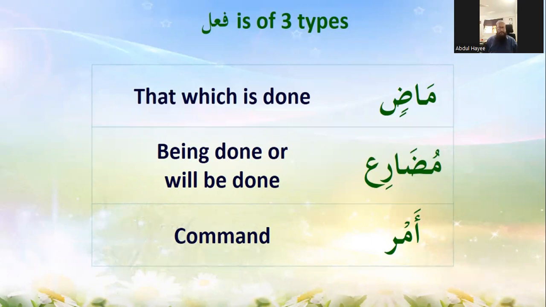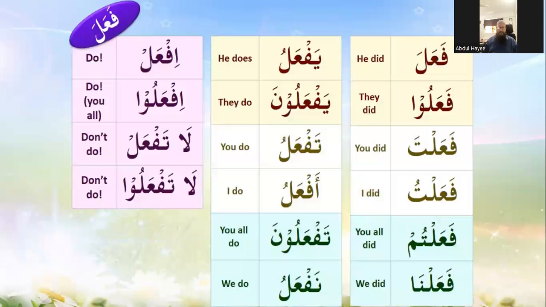We saw fi'l or af'al are 3 types. Madi, that which is completed. Mudari, that is imperfect, means it's not completed, it's going or will be continued. Amr, command, means to order, or to prevent something in nahi. Let's have this our first table. Fa'ala, he did. Fa'alu, they did. Fa'alta, you did. Fa'altu, I did. Fa'altum, you all did. Fa'alna, we did.